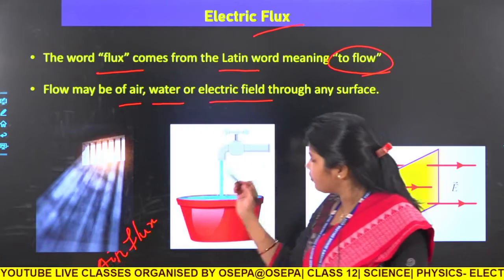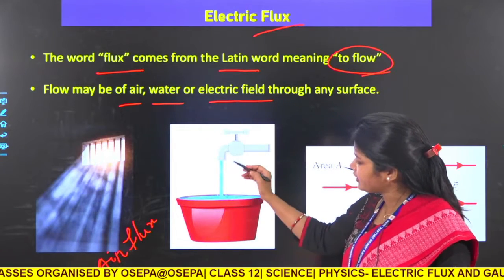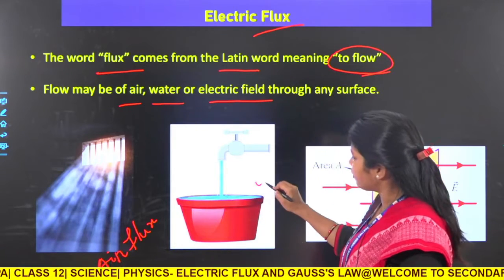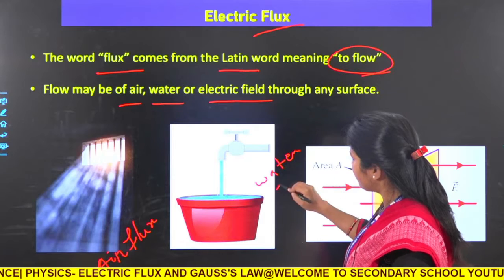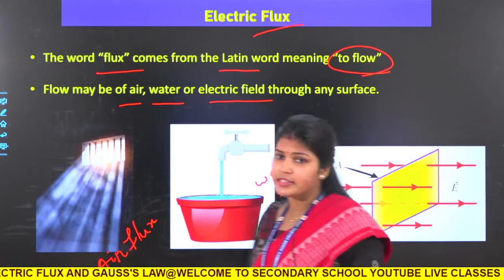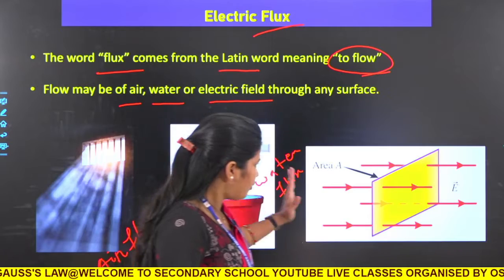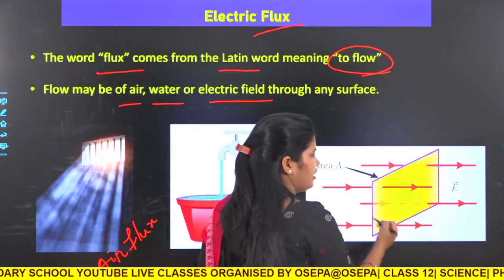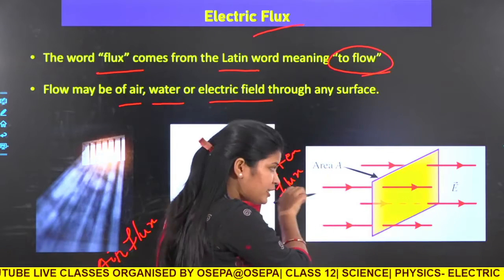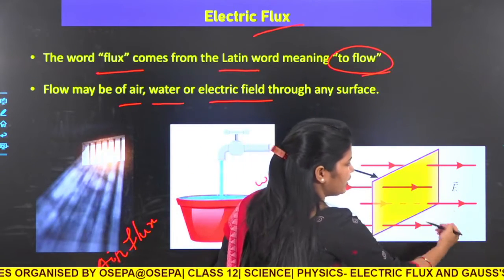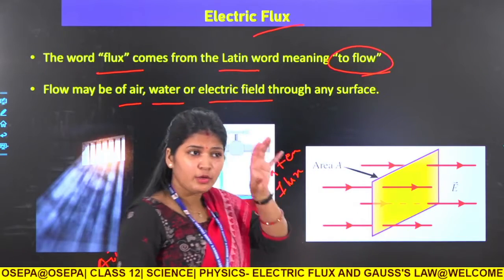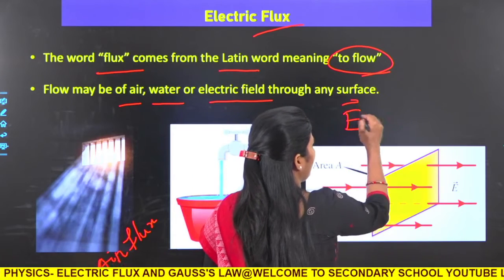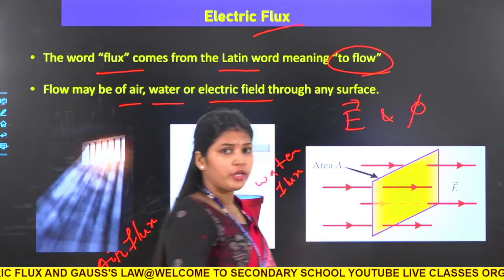Okay, and from the tap, water is collected in the bucket, and the quantity of water collected is called water flux. Similarly, for the electric field lines, the electric field passing through or crossing that area, penetrating that area, is called what? Electric flux. That is the quantity of electric field.